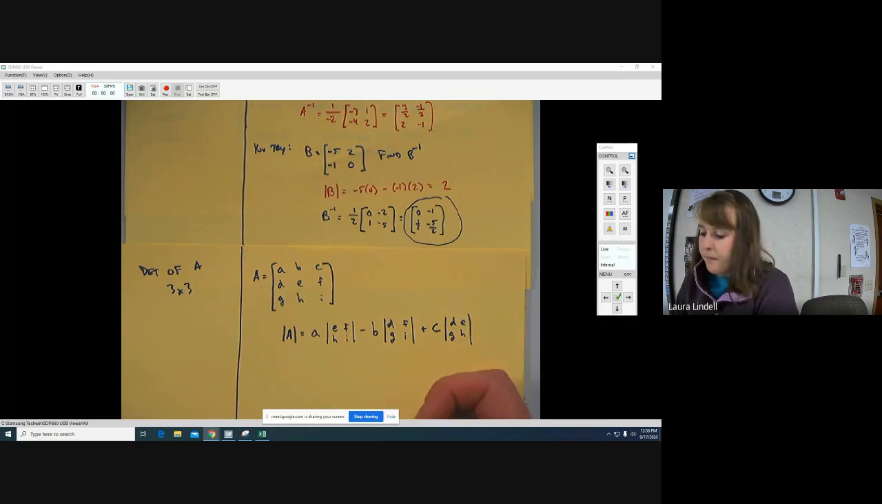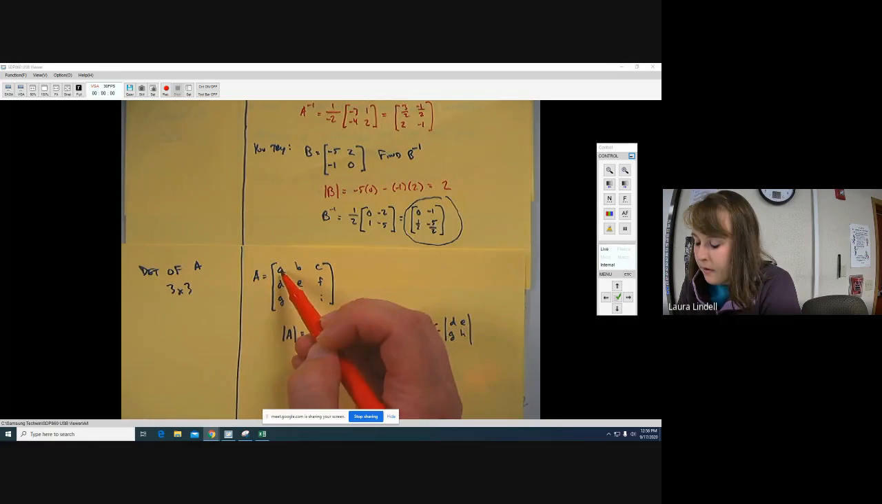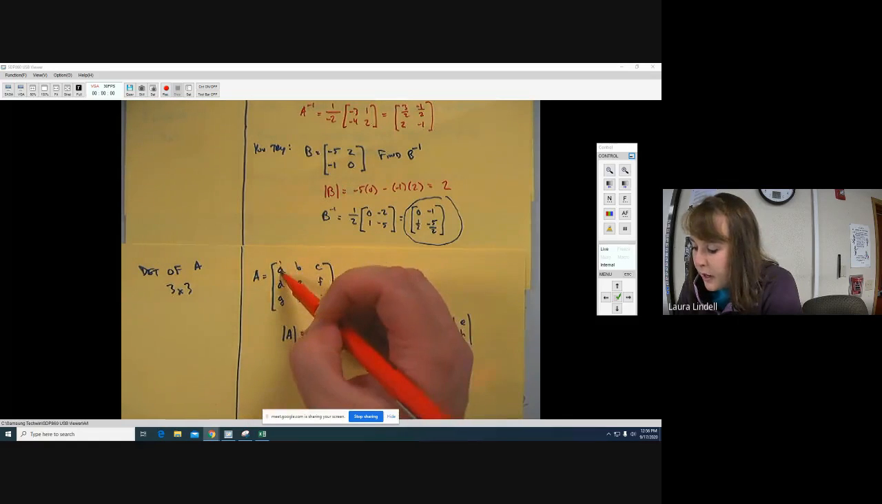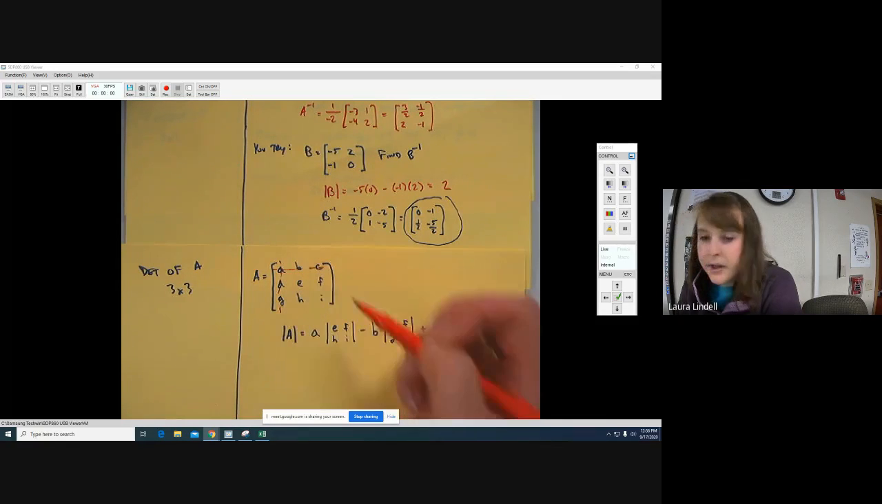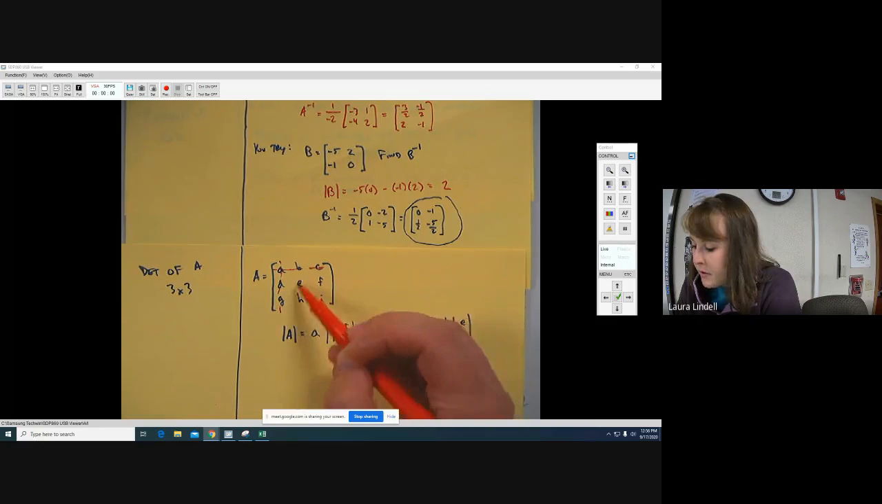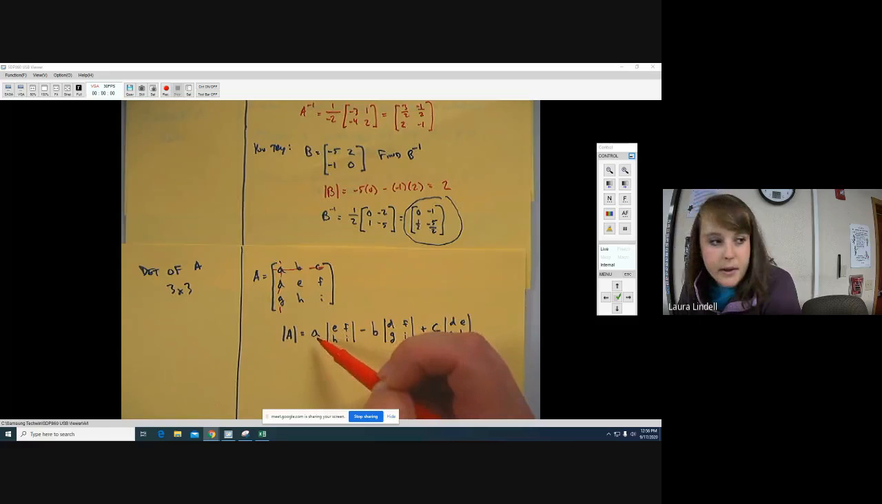So the idea here, when you're going through and making this formula, is you take the first one that you're multiplying out in front, A, and you cross out the row and the column that A is in, and then that gives you this matrix that you find the determinant of and multiply it by this.